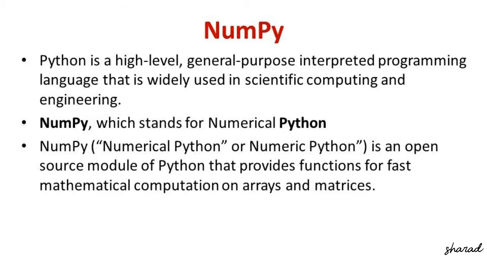As we know that Python is a high-level, general-purpose interpreted programming language that is widely used in scientific computing and engineering. NumPy stands for Numerical Python. NumPy, or you can say Numerical Python, is an open source module of Python that provides functions for fast mathematical computations on arrays and matrices. So here we can perform any mathematical operations, we can solve any equation, we can perform differentiation, integration, we can plot any graph, we can do statistics. There are various applications of Python.